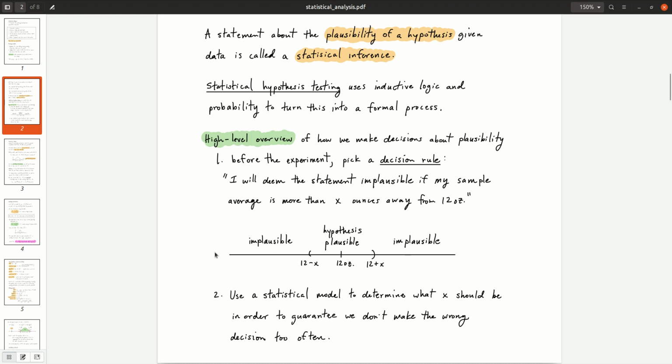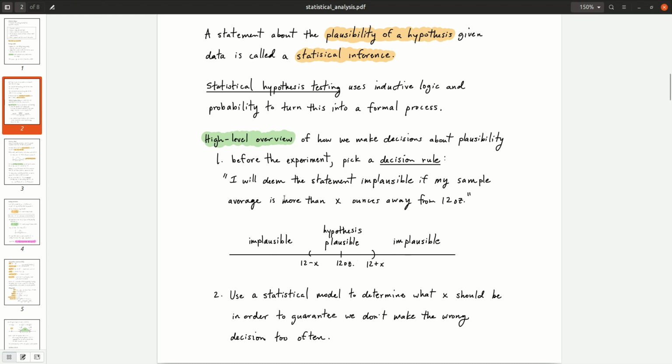If you're looking at this picture, here's 12 ounces on this number line, here's 12 minus X, and here's 12 plus X. If I take the sample average of my data and I get something over here, I'm going to say that the statement that the average volume is 12 ounces is implausible. Likewise, if I get something over here, I'm going to say it's implausible. But if I get something within this range, I'm going to say that 12 ounces is a plausible value of the average for the population.